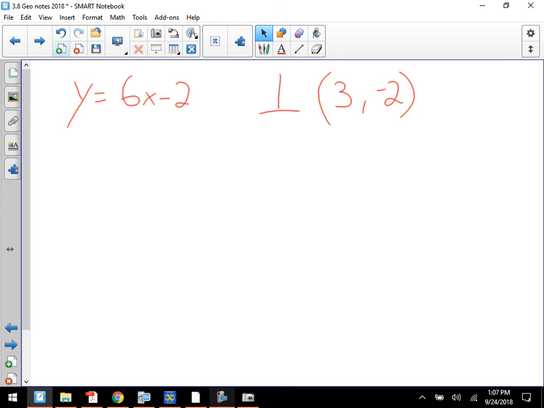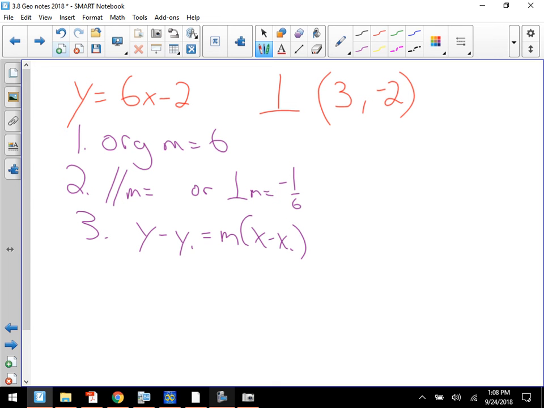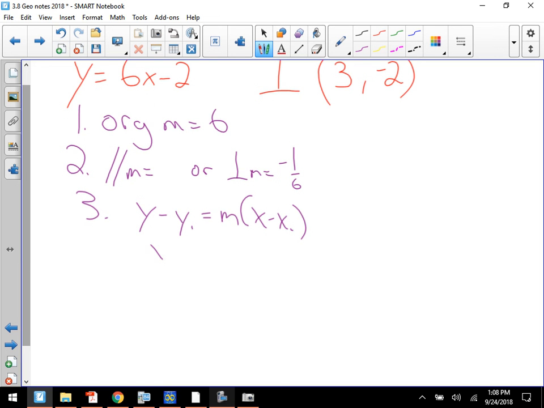Slope. What's perpendicular to a 6? Negative 1/6. Good. So we have the original slope 6. Change the sign, flip the fraction. Point slope form one more time, and then we fill in our blanks. So we get y plus 2 is negative 1/6 times (x minus 3).